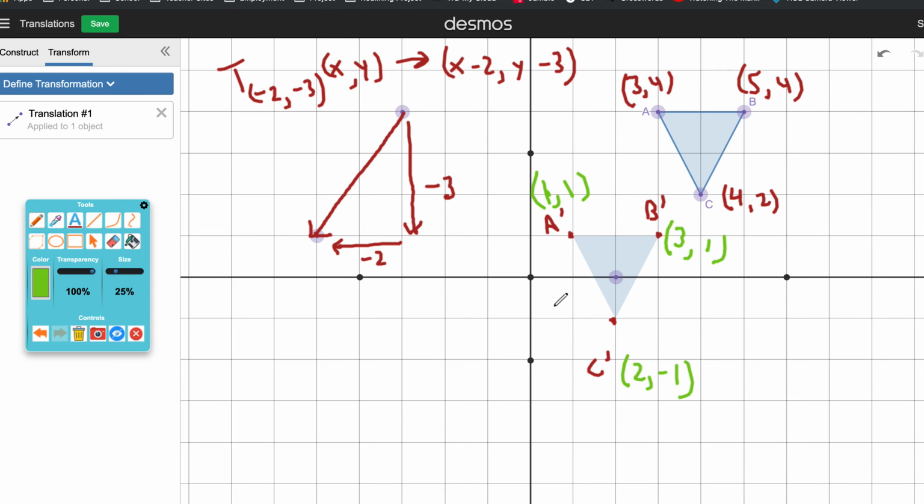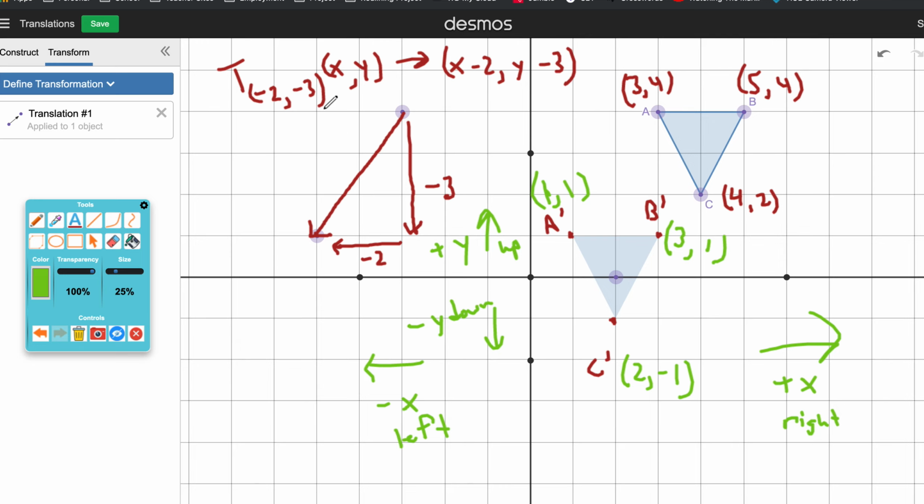So that's simply put what a translation would become: it adds or subtracts to the coordinates. If you're adding to the x, it's going to move it to the right, and subtracting from the x is going to move it to the left. Adding to the y is going to move it up, and logically subtracting from the y is going to move it down. That's how those work. And this would be the general notation. That's translations.